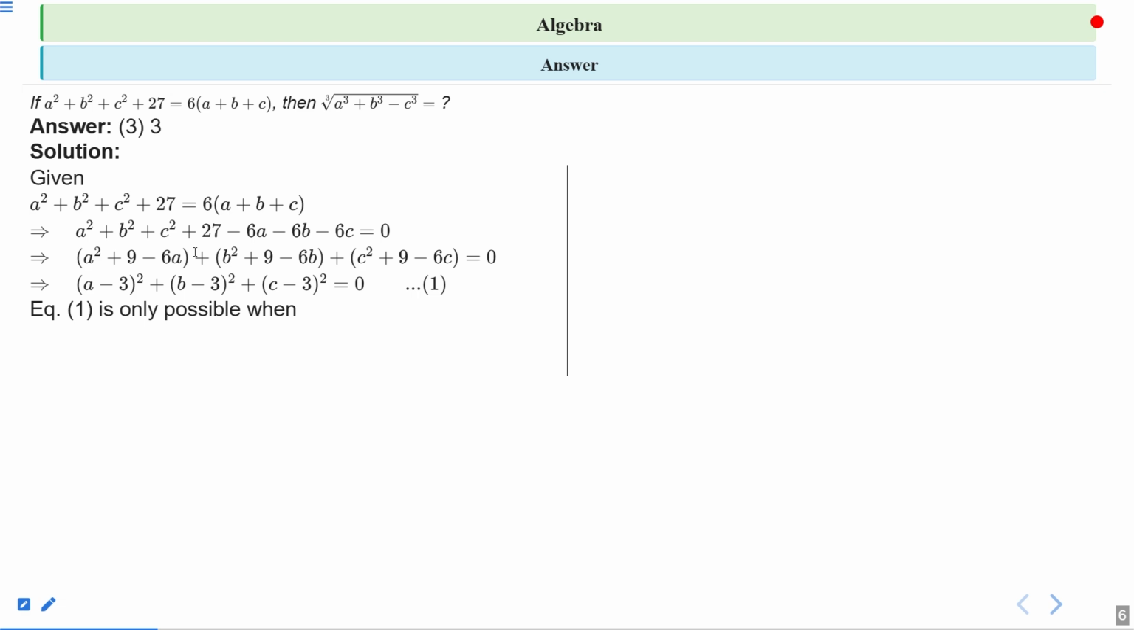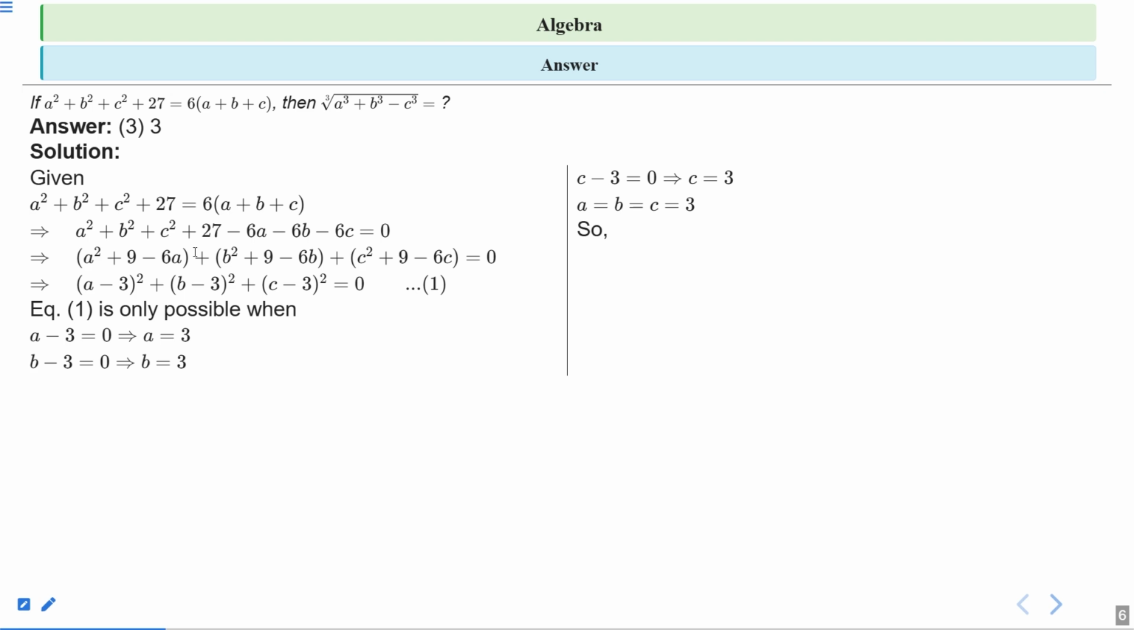Now equation 1 is only possible when a minus 3 equals 0, so a should be equal to 3. b minus 3 equals 0, so b should be equal to 3. And c minus 3 equals 0, so c equals 3. Now put the values of a, b, c in the given expression. So we can say that a equals b equals c, all are 3.